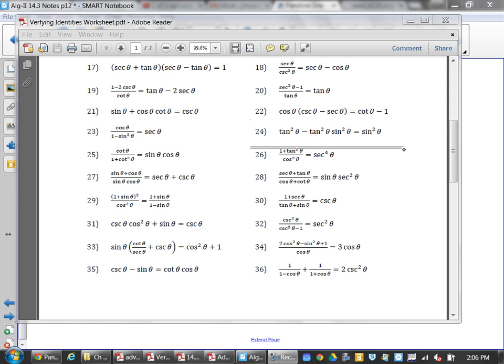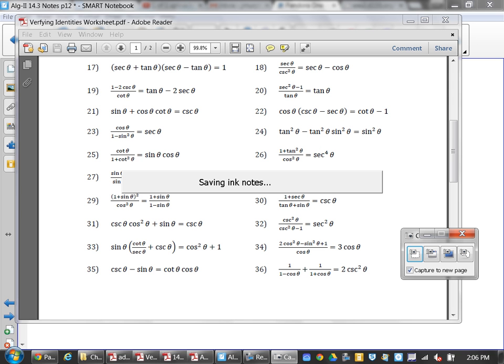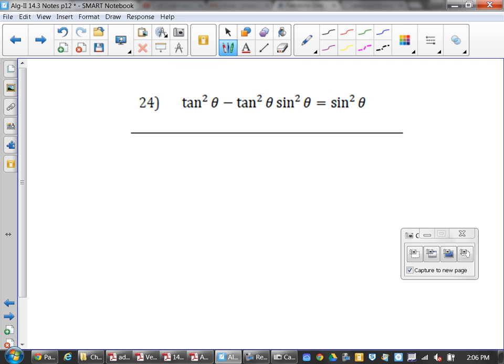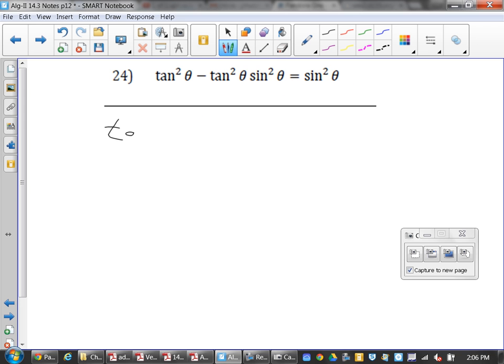Same thing as what we were looking at earlier. What do both those terms have in common? Factor it out. You factor out the tangent squared, and you have 1 minus sine squared. What's 1 minus sine squared? And what's the tangent squared? That makes sense.